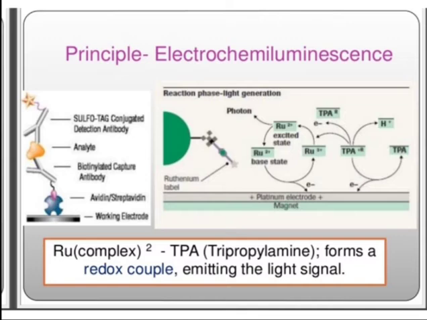Again, this is the diagram of the principle. Here is the antibody which is labeled with the ruthenium, and this is the reaction written here for the electrochemiluminescence.